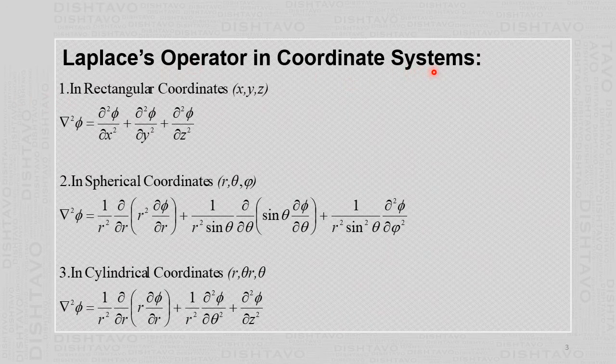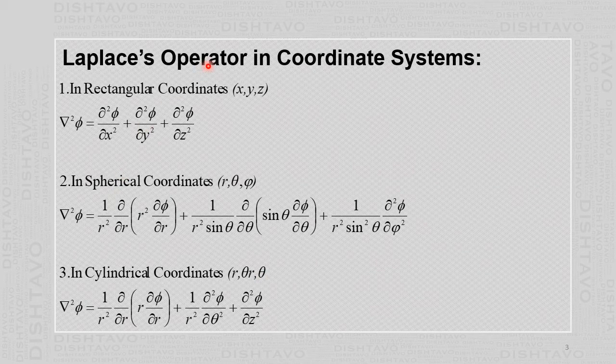The coordinate systems are of three types. The first one is the rectangular coordinate system, which depends upon independent variables x, y and z. This you are very familiar with. The second one is the spherical coordinate system, which depends upon independent variables r, theta and phi. The small phi is a small Greek letter phi. And the third type is the cylindrical coordinate system, r, theta and z.